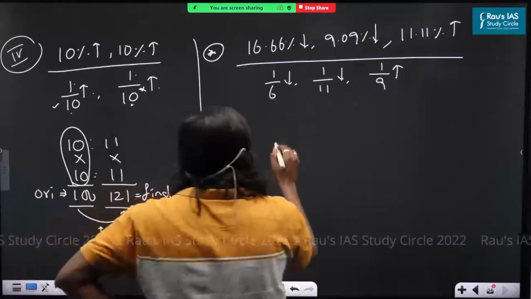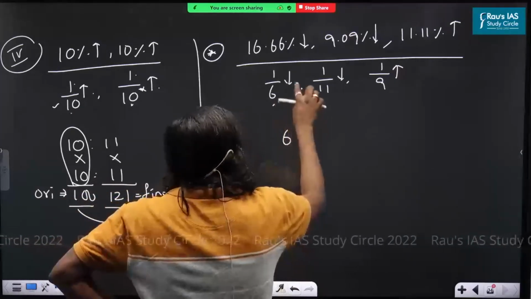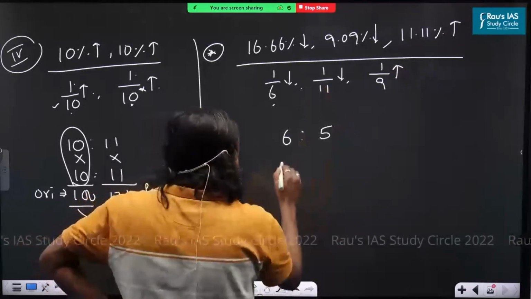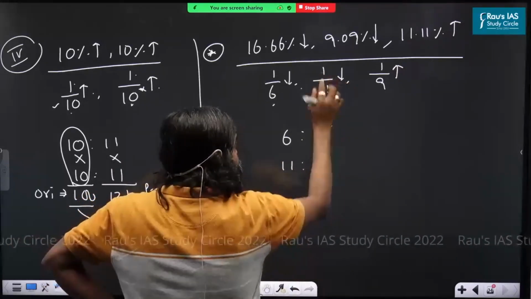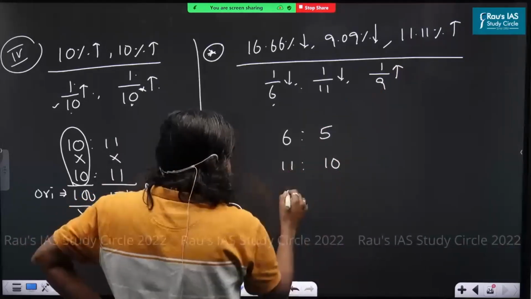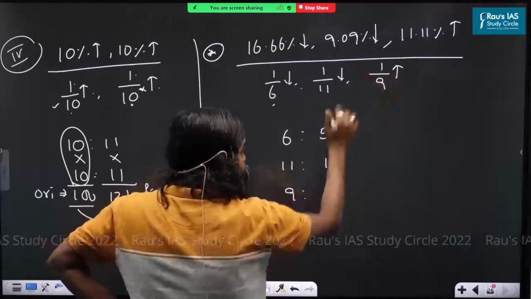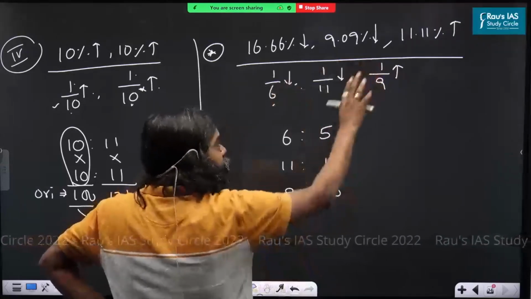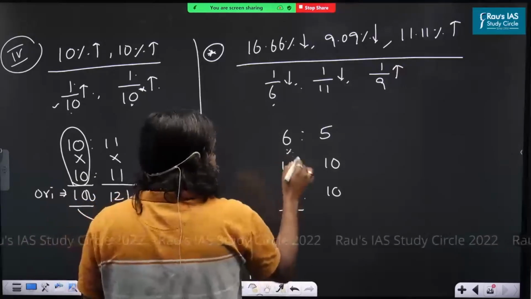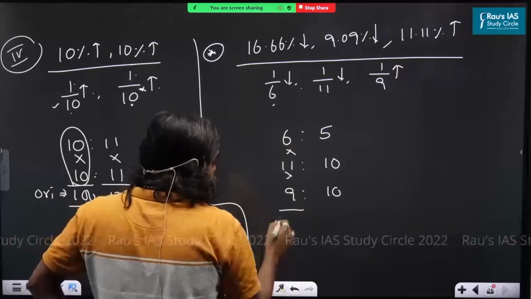Whatever the denominator, write as it is. Decreased by 1, it becomes 5. Whatever the denominator, write as it is. Decreased by 1, it becomes 10. Whatever the denominator, write as it is. Increased by 1, it becomes whatever the numerator. Don't think it is always 1 only. Multiply vertically. Okay, so how much will you get?